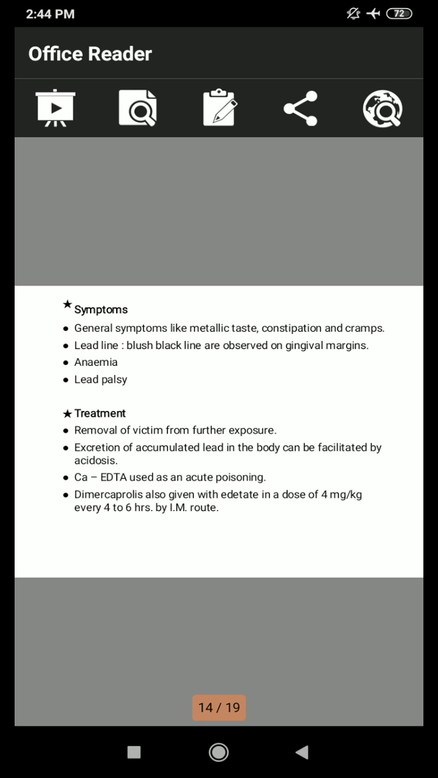Then treatment is removal of victim from further exposure. Then excretion of accumulated lead in the body can be facilitated by acidosis. Then CaEDTA is used in acute poisoning. Then dimercaprol is also given with EDTA in a dose of 4 mg per kilogram every 4 to 6 hours by IM route. Then symptomatic treatment includes use of anticonvulsants, antispasmodics or mannitol to reduce intracranial tension.